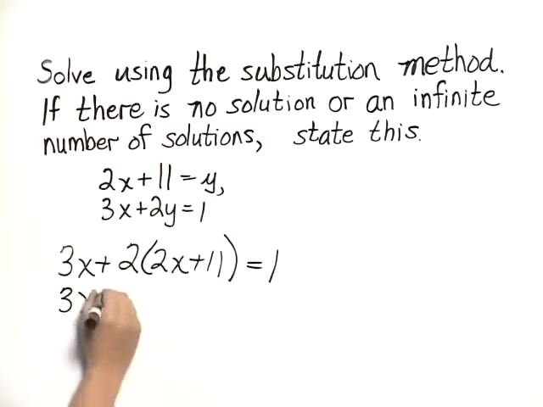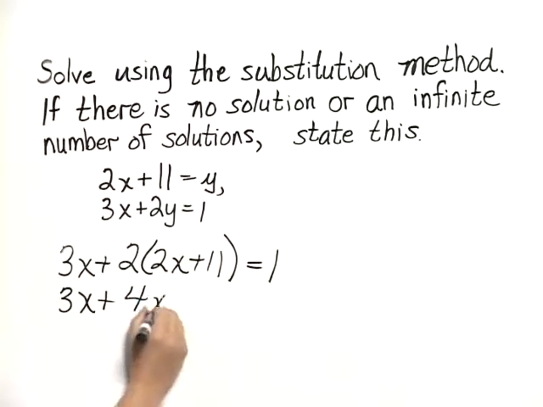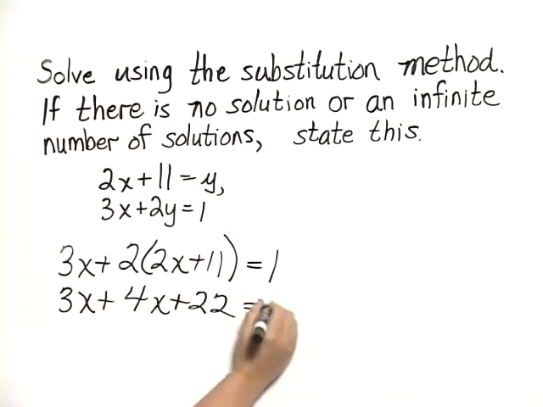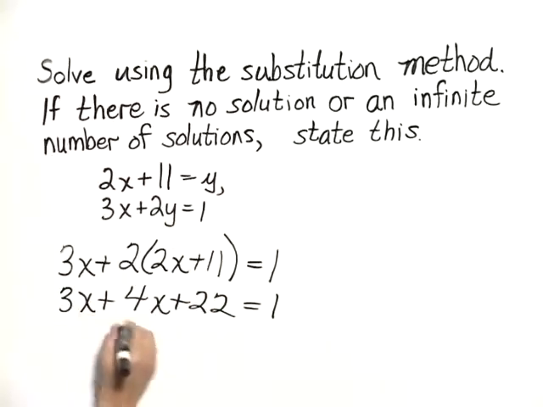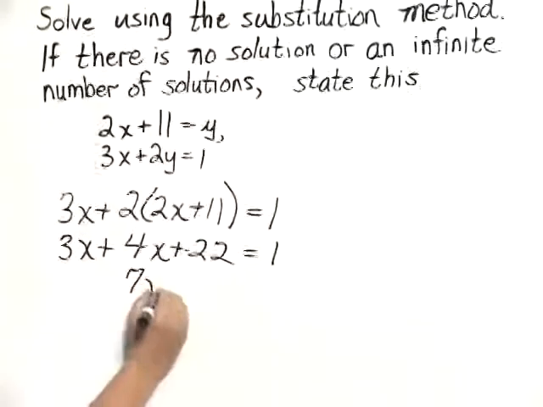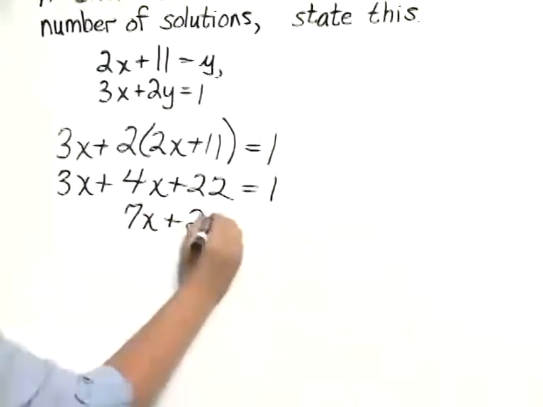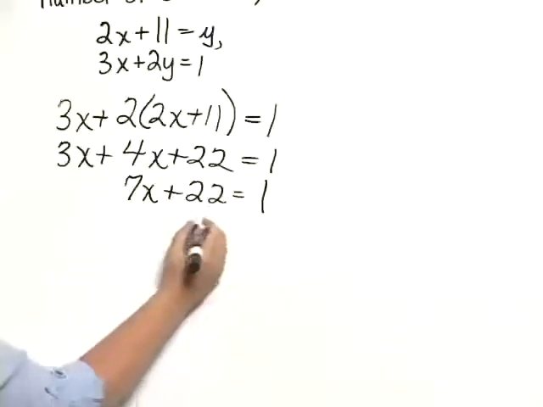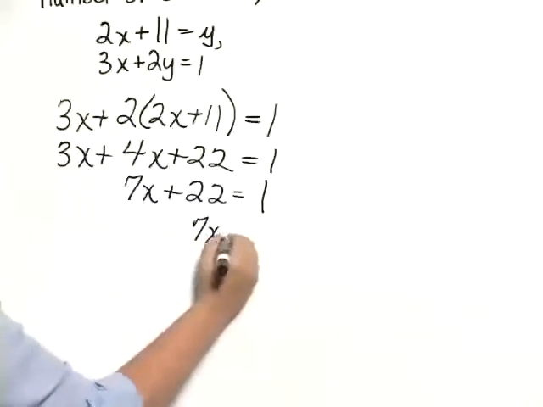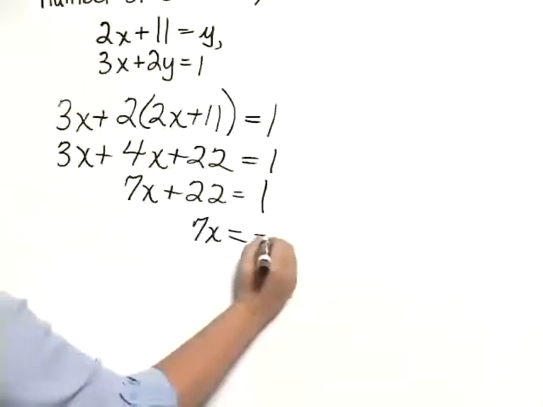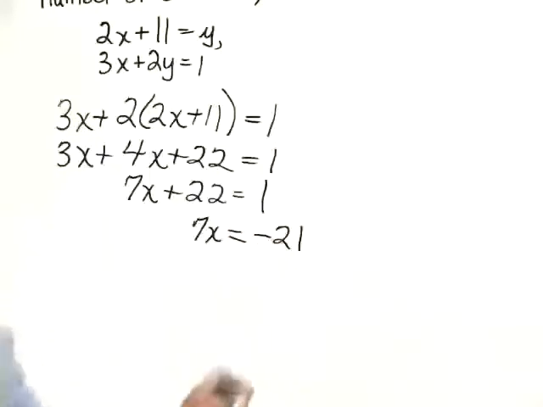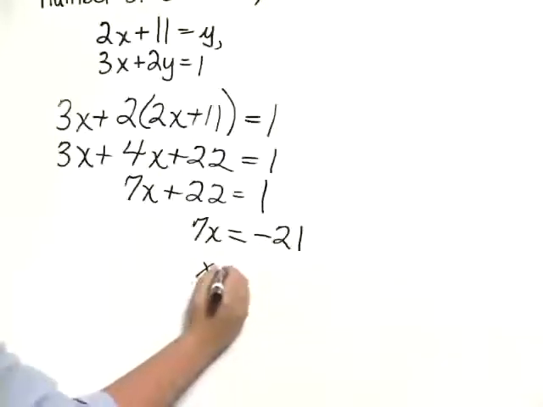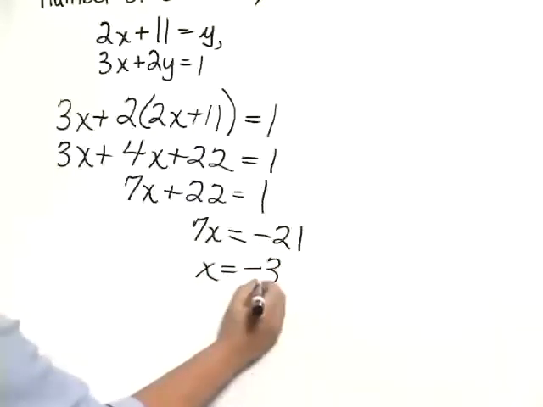It gives me 3x plus 4x plus 22, multiplying here, equals 1. Combining like terms, I have 7x plus 22 equals 1. Subtracting 22 from both sides, I have 7x equals 1 minus 22, or negative 21. And then dividing both sides by 7, I have x equals negative 3.